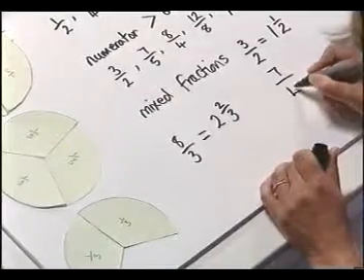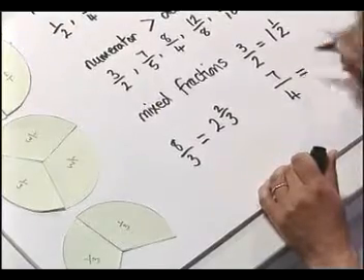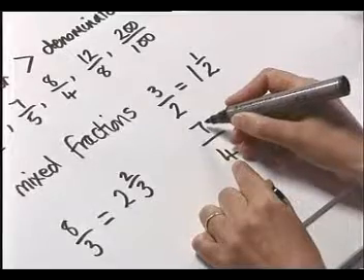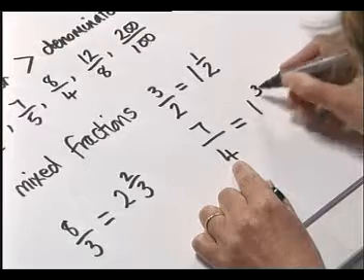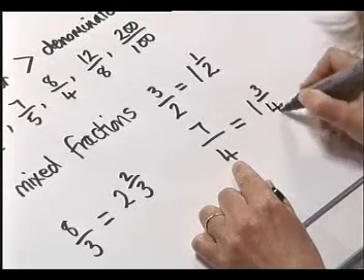Let's look at one more. Let's say we had 7/4. Now, we know that there are 4 quarters in each whole one. So we see how many 4s go into 7. Well, that's 1. And we've got 3 left over. So we've got 1 and 3/4.